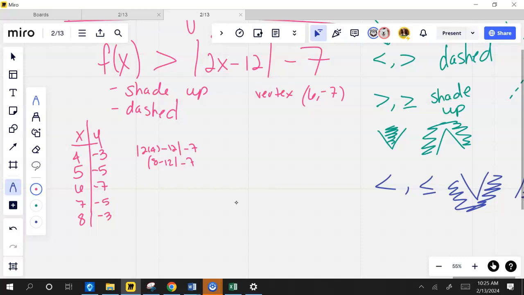8 minus 12 is -4. The absolute value of -4 is 4, and 4 minus 7 is -3. You're wrong. You got to treat the absolute value signs just like parentheses. And then take the absolute value of them, and then you subtract the 7.